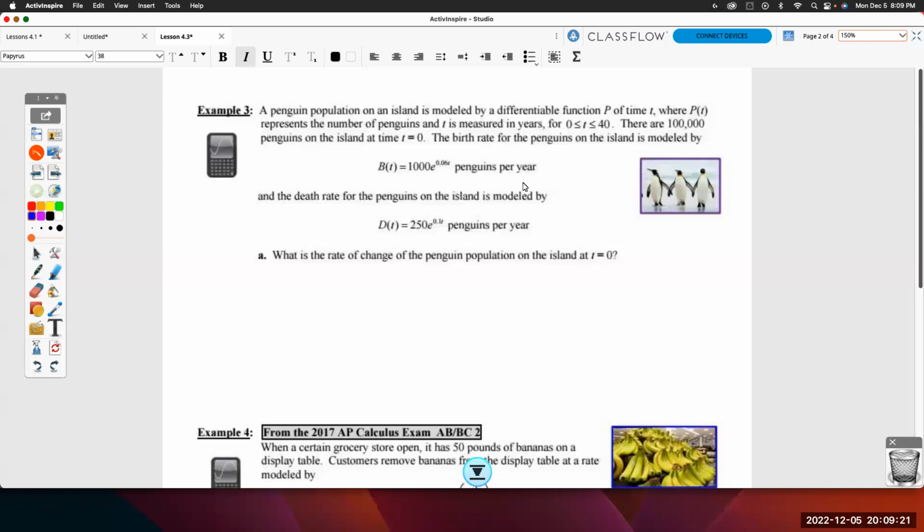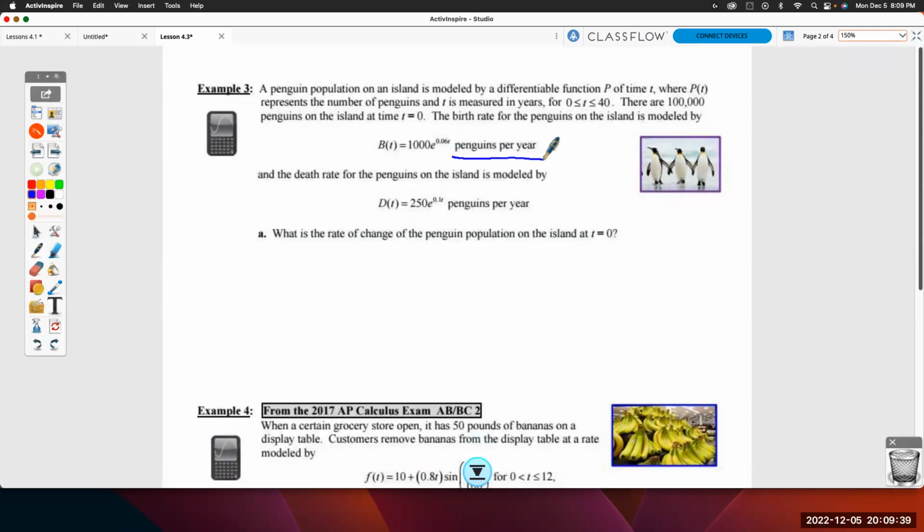We are given that the birth rate for the penguins on the island is modeled by B of t equals 1,000 e raised to 0.06 t penguins per year. Again, that is a rate. That's the birth rate. And then the death rate is also given here: D of t is equal to 250 e raised to 0.1 t penguins per year.